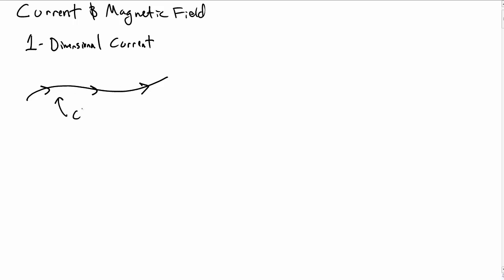Let's talk about current and magnetic field. So the most common form of current is just a one-dimensional current. The way we're going to look at a one-dimensional current for now is some line of charge, in particular some line of linear charge density, let's call it lambda. And then the amount of current depends on how fast the charge is moving, the velocity v. So the current I is just lambda times v.